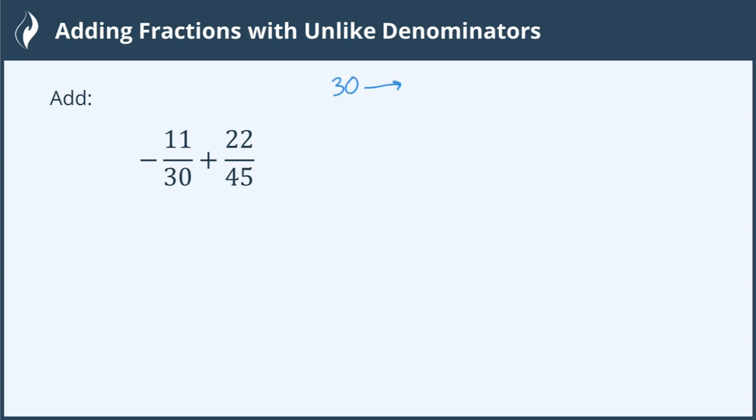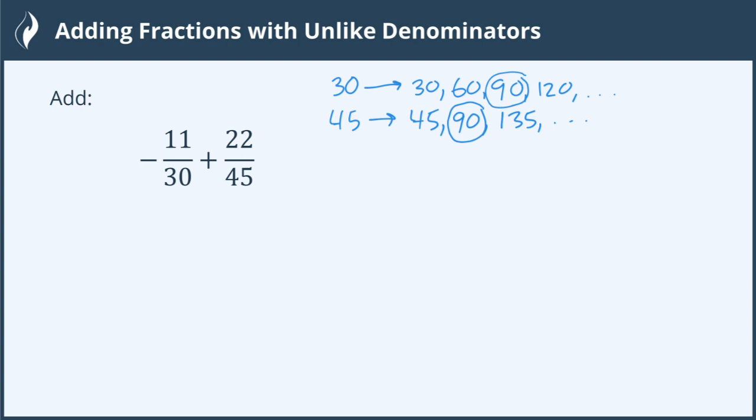So 30, the multiples of 30, well, 30 times 1 is 30, 30 times 2 is 60, 30 times 3 is 90, 30 times 4 is 120, and so on. We usually don't need to go much further than that. Let's do the same for 45. 45 times 1 is 45, 45 times 2 is 90, 45 times 3 is 135, and so on. But I think I can stop here because I already see the smallest number that's common to both of them would be 90. So 90 is going to be my least common denominator.